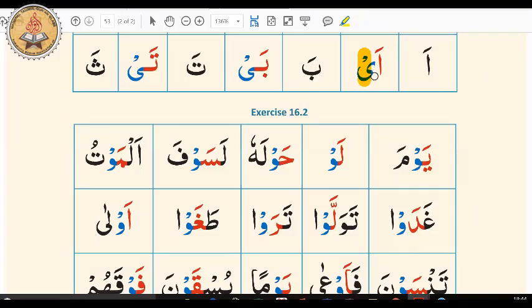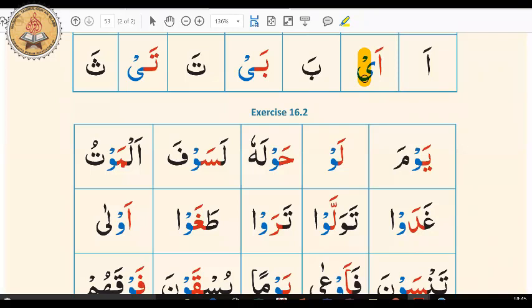Therefore, you've recognized that this must be a different rule. The rule is that because the letter before the ya sakin has a fatha on top of it, this ya has become a ya leen. That's the rule, okay? Ya leen, that's the name of it.